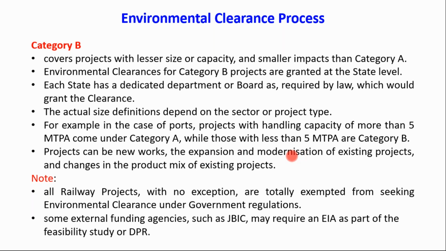And some activities may include modernizations. So latest development, latest technologies, some modern changes may be the case in that project. That is called modernization of the existing projects. All railway projects with no exceptions are totally exempted. So this is the exemptions case, that is railway projects. Railway projects are exempted from the environmental clearance under the government regulations. Some external funding agencies such as JBIC may require an EIA as a part of the feasibility study or detailed project report.